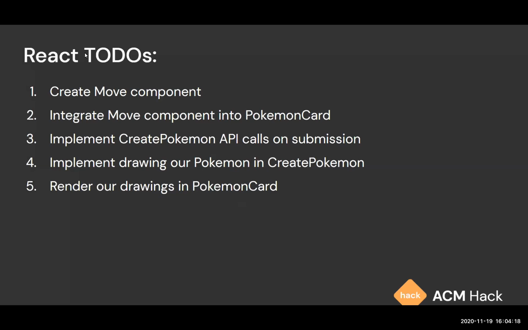Last time we did our Pokemon card component. Right now we have our Pokemon name and type, but we still need to create a move component in order to render all the moves on that Pokemon card. We need to integrate the move component into the Pokemon card, and then implement the create Pokemon API on submission so we can send our Pokemon data to the backend. At the very last, we will implement drawing our Pokemon in create Pokemon and render our drawings in Pokemon card. So there's a lot to cover. It will be a lot of live coding, but we got this.